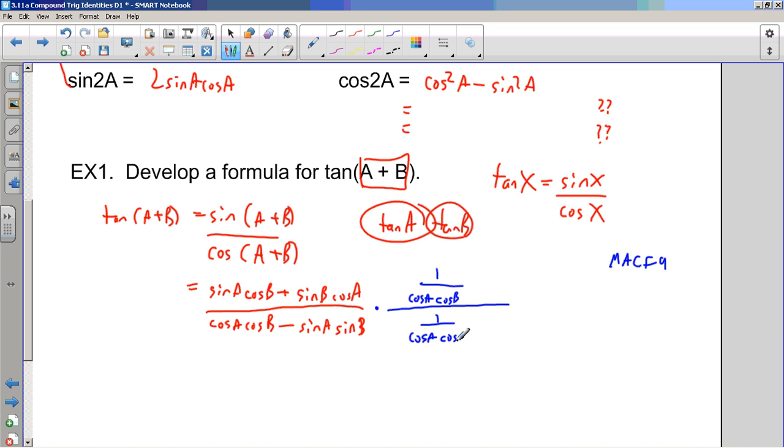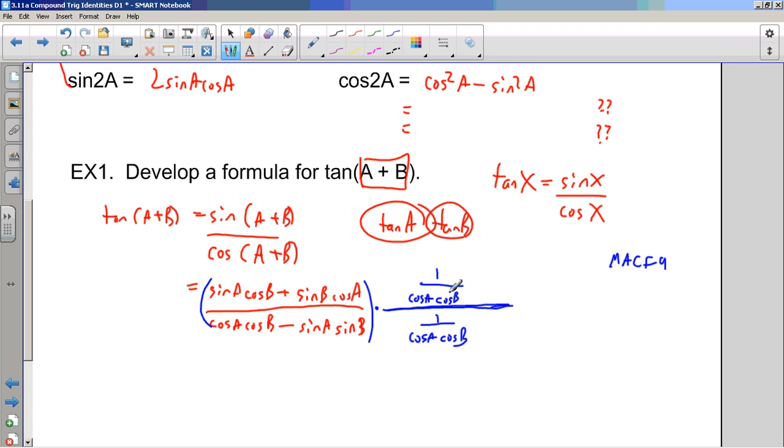Believe it or not, this is going to do the trick. Oh my, what? Why? And notice this is one, so I'm not changing this expression when I multiply by this expression, because this is just one, right? Why would I do that?